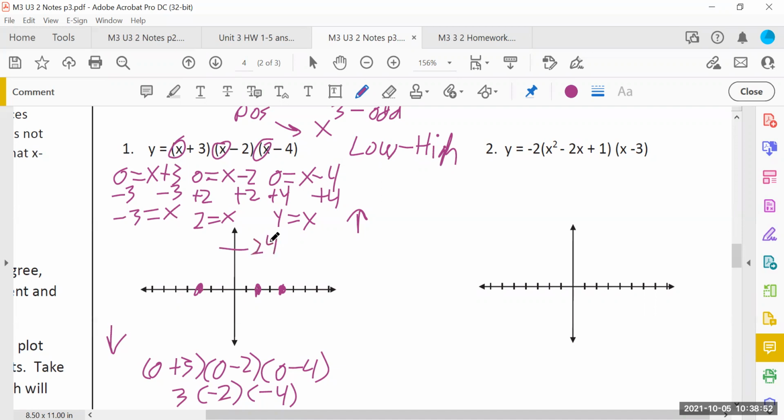Just label it. Put a point. If you want to label the x-axis as well and say, okay, -3, 2, and 4, you can do that, but you don't really need to because it's got the hash marks. Now connect the dots following your end behavior. So I'm going to start low, come up, down, and back up. And there is my graph of y equals x plus 3 times x minus 2 times x minus 4.